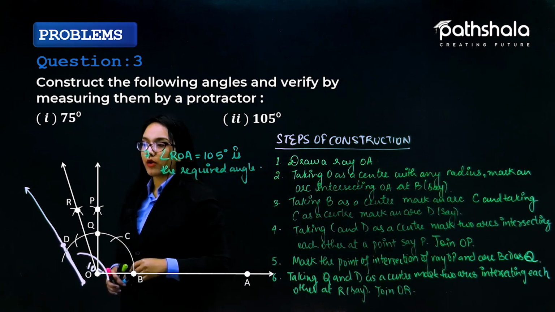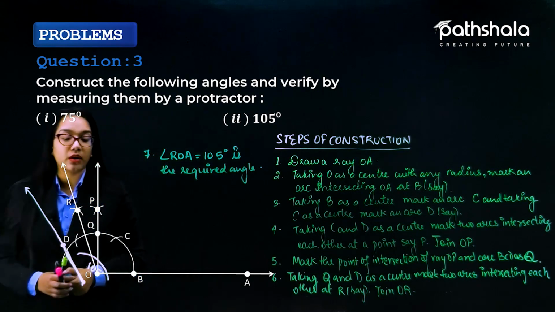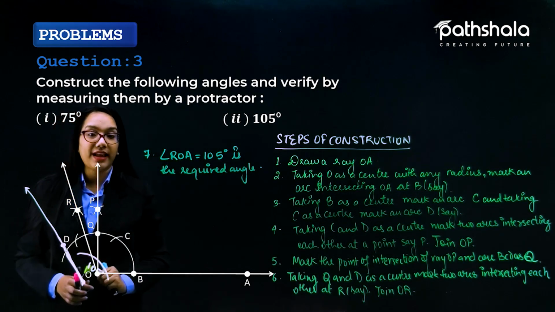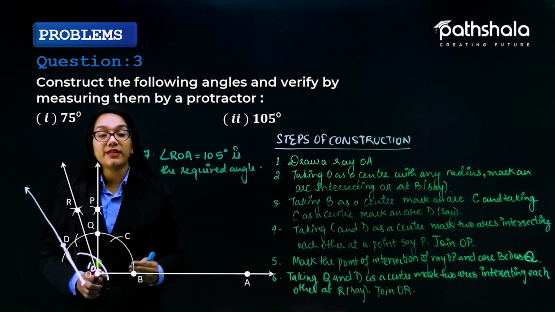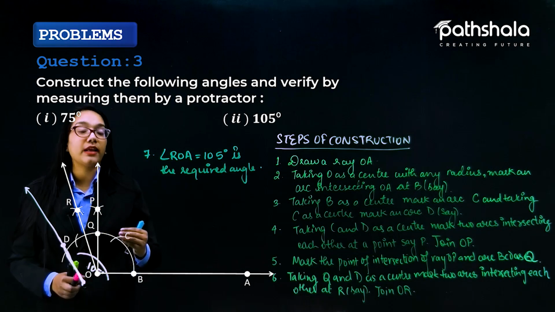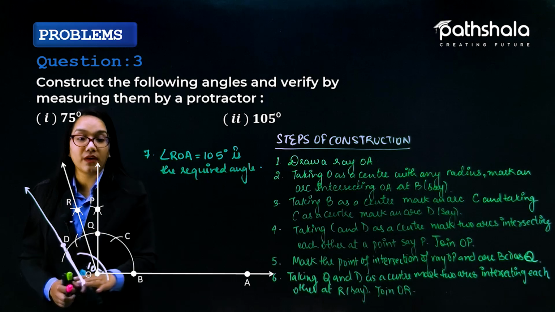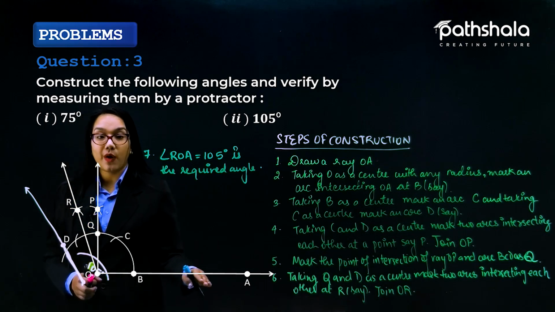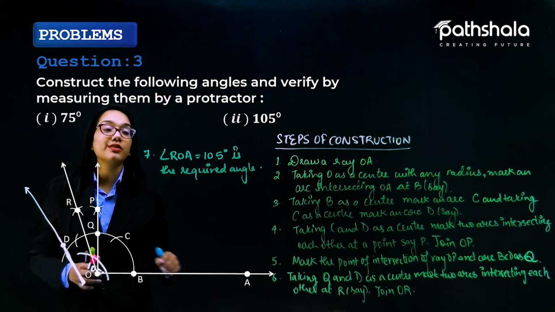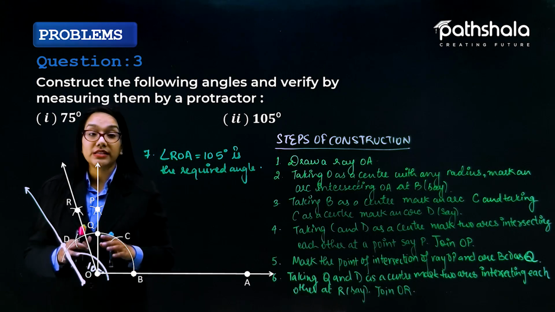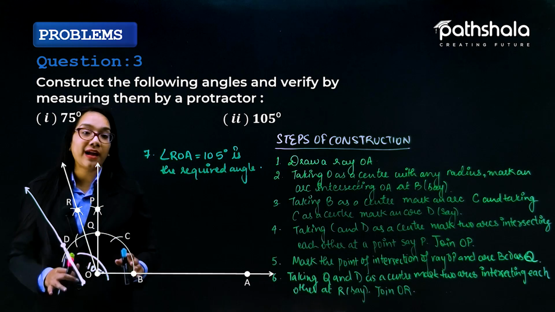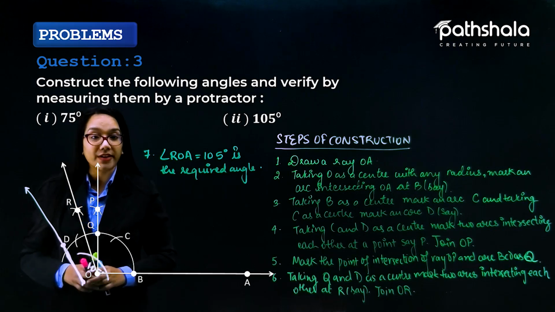So this is all about the construction which is related with the 105 degree angle. And again, using the protractor, you can verify whether this particular angle ROA is equal to 105 degree or not. So this is all about the second part, that is the construction of an angle whose measure is nothing but 105 degree.